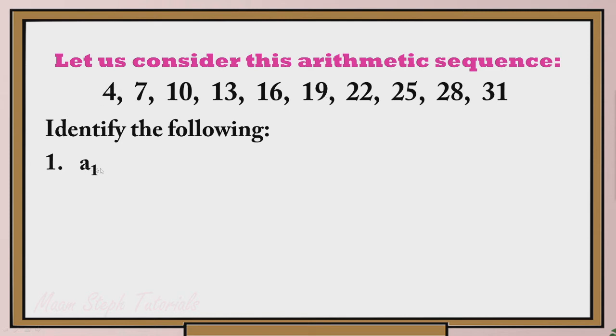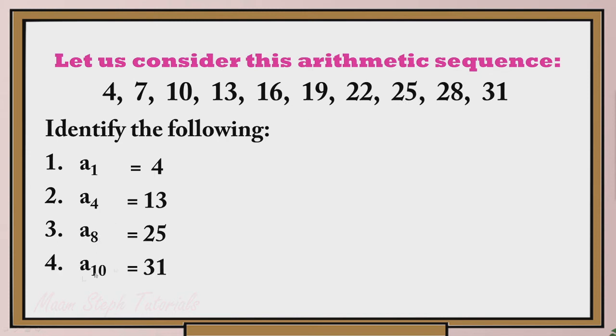So, if we say A sub 1, ibig sabihin ito yung naunang term, which is 4. And then if we say A sub 4, so ibig sabihin nasa pang-apat na pwesto siya. So 1, 2, 3, 4, kaya we have 13, nasa pang-apat. At A sub 8, ibig sabihin nasa pang-8 position, or yung n, so 25. And A sub 10, nasa pang-10 position, or the 10th term.